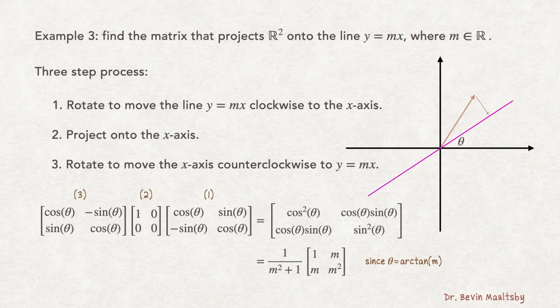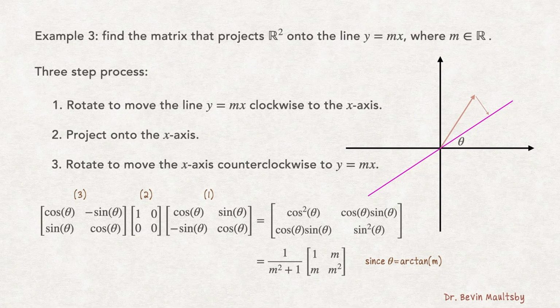Notice if m is 0, then this reduces down to just projection onto the x-axis. If we let m go to infinity in the second line, you can actually do that. You end up with 0, 0, 0, 1 in the bottom right corner. Or you could say that would be like having theta equal pi over 2 in the first representation.